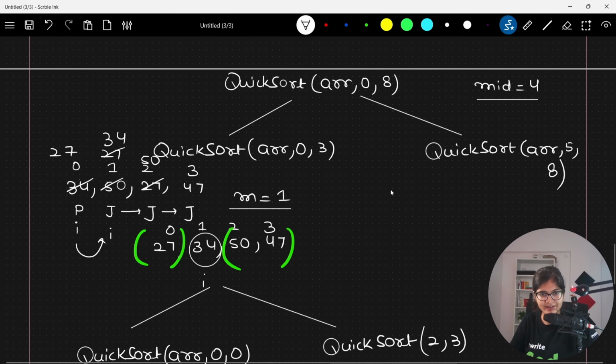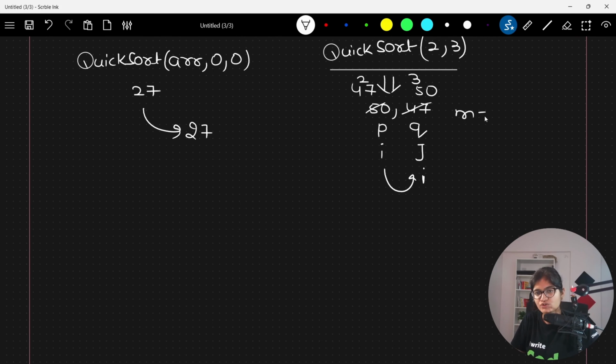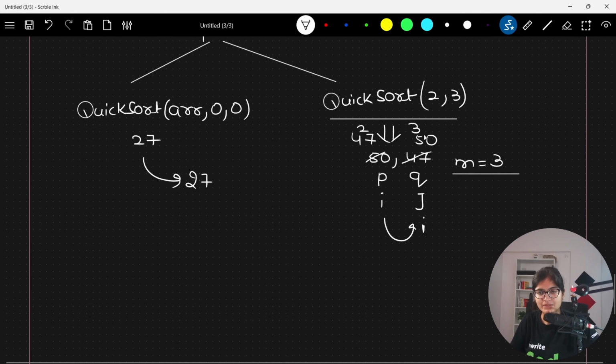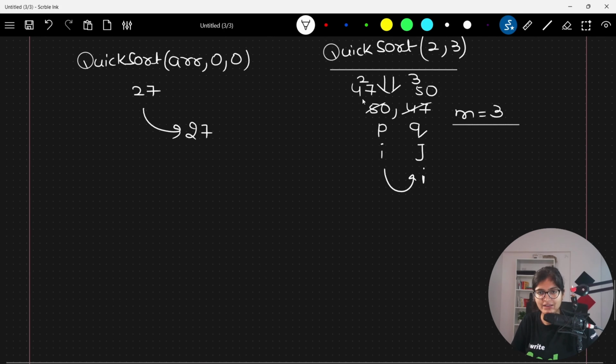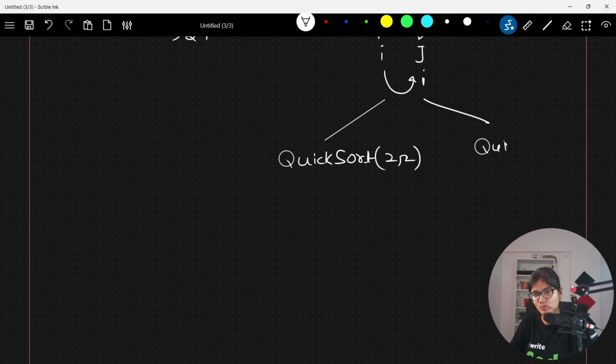Not 1, what is the actual index? It is, I think, 2 and 3. Sorry, so the indices were 2 and 3. So here it will return the value 3. So the value of M is equal to 3, right? Now again what will happen? The function call will happen. So here the values are 47 and 50. So again quicksort of 2 to M minus 1, which is 2, and quicksort of M plus 1, which is 3 to 3. Again it's a small problem.